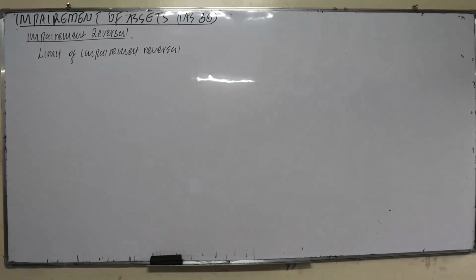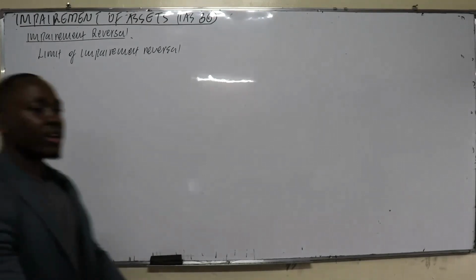What have you understood? Limit of impairment reversal. What have you understood?